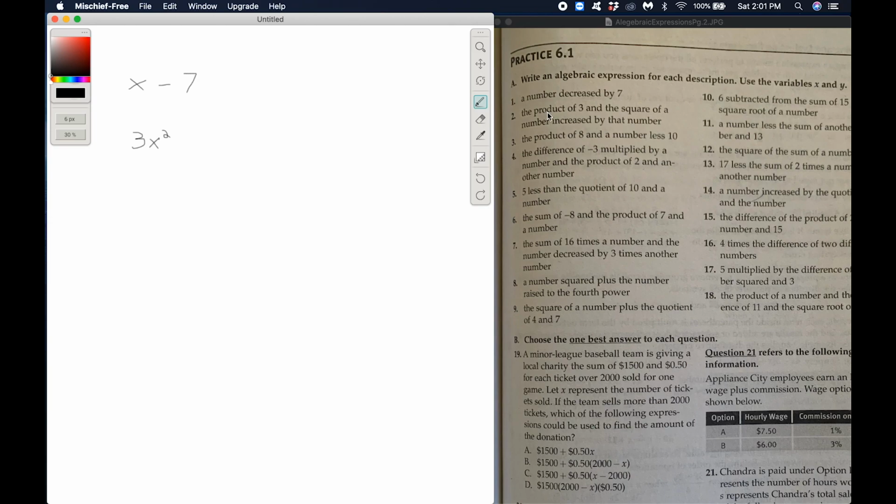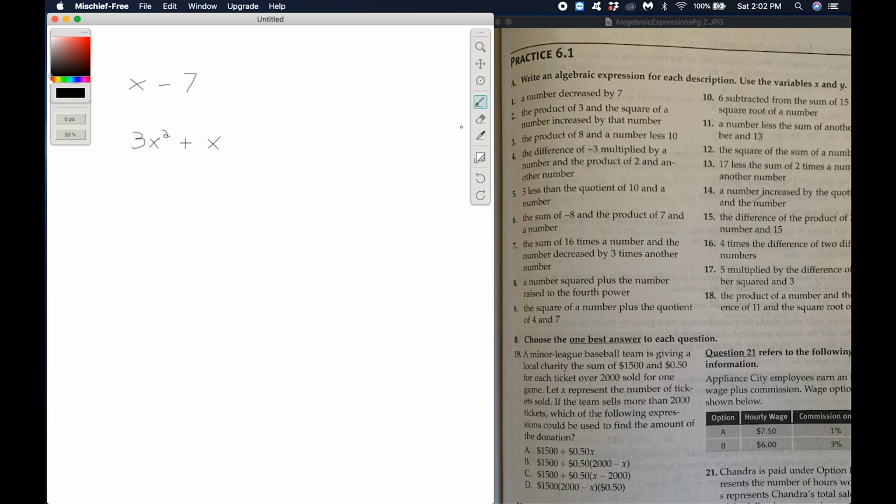Remember, product is multiplication, so 3 times x. And the square of a number increased by that number, so we need to increase it. When you increase something, you add to it. So let's add by that number. That number, which can't be quantified at the moment, is x. So we have 3x squared plus x.